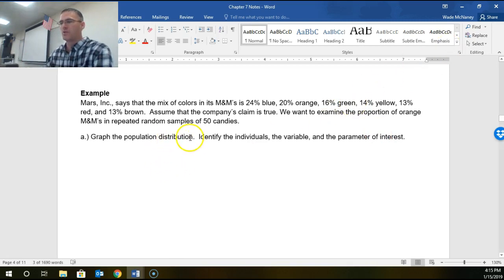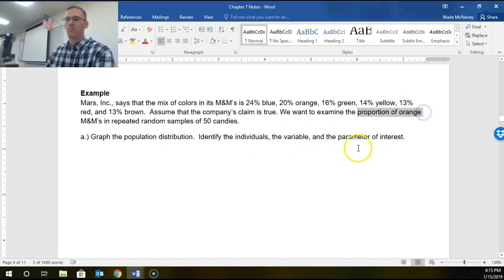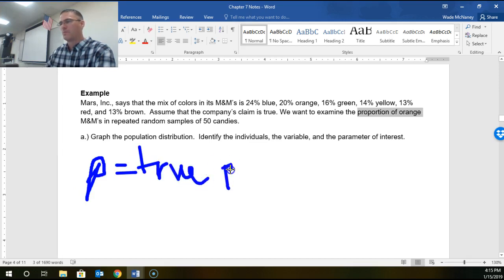So the population distribution would be graphing 24%, 20, 16, 14, 13, and 13 on a graph. Since this is categorical, we'd probably make a bar graph with that. Individuals would be the M&Ms. The variable would be color. The parameter of interest would be the proportion of orange M&Ms. So if we were going to represent that, what we are trying to estimate here is p, the true proportion of orange.